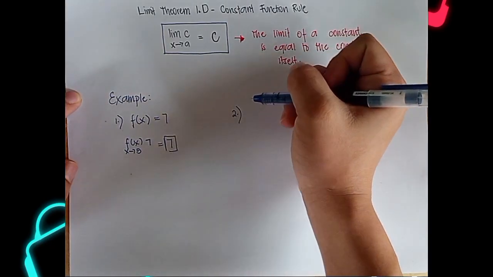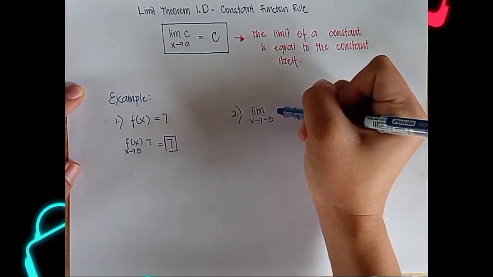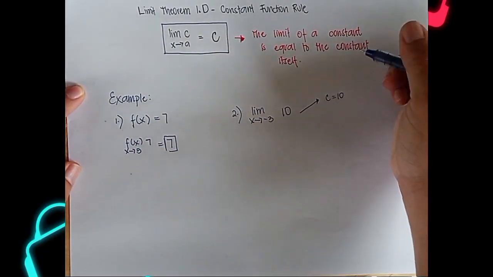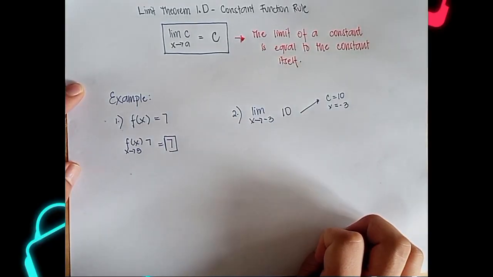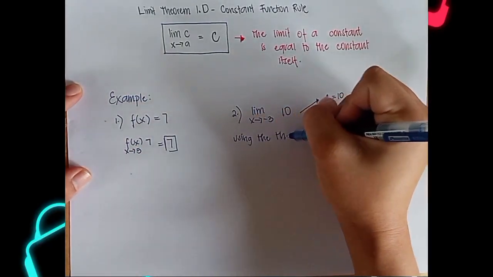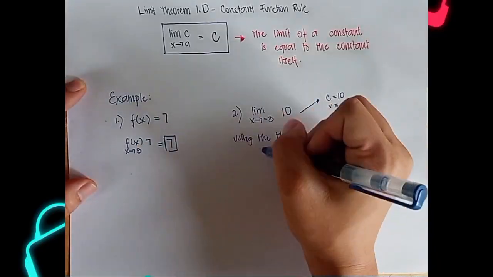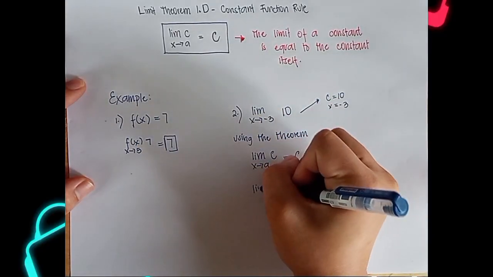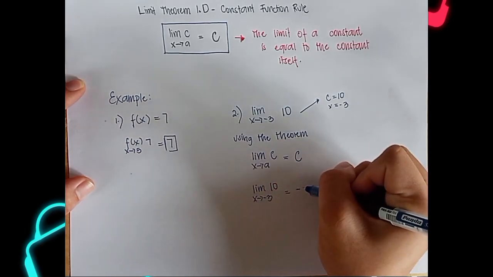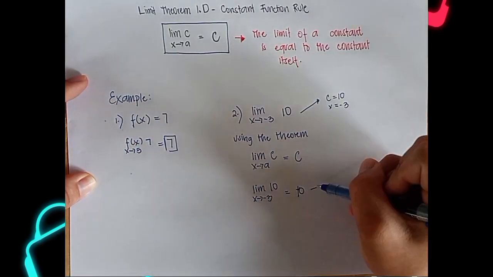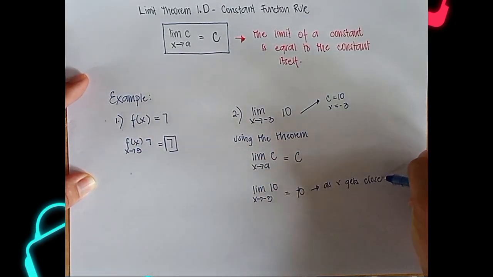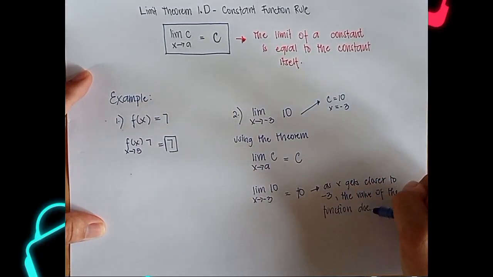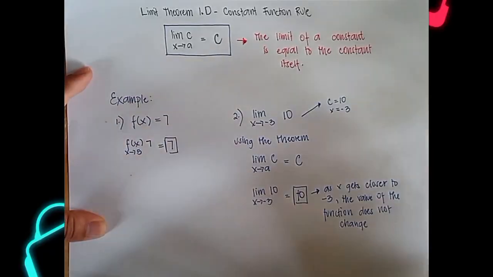In this example, we're given the limit of 10 as x approaches negative 3. Our c, or our constant, is 10 and our a here is negative 3. Using the theorem formula, the limit of c as x approaches a is equal to c. So the limit of 10 as x approaches negative 3 is simply 10. This states that as x gets closer to negative 3, the value of the function does not change.